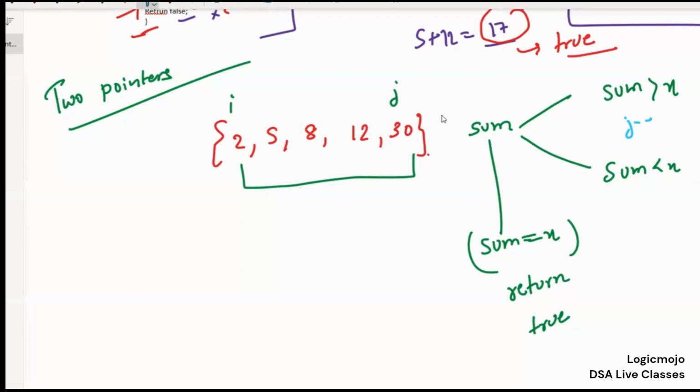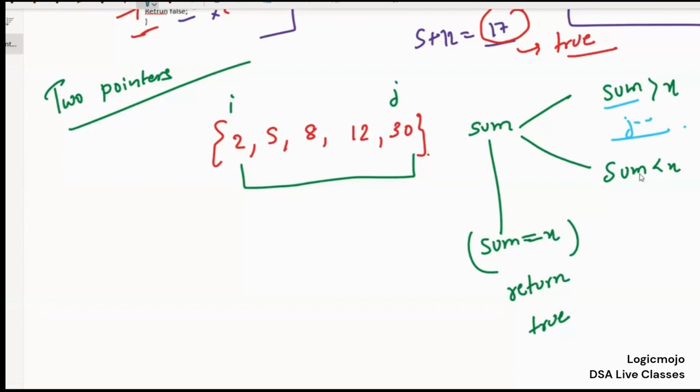For decreasing the sum, what we can do is decrease the value of j, because j is at the rightmost and this is a sorted array. So obviously the rightmost element will always be the largest in the array. So whenever we want to find a sum greater than x, we want to decrease the value of the sum. So we'll always do j minus minus.